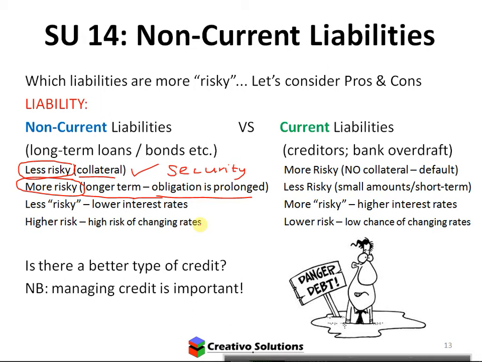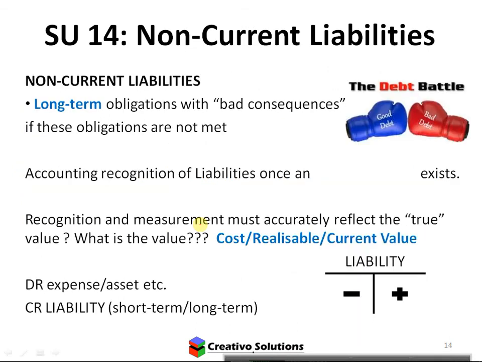Okay, but credit is good. Credit can be used to do a lot of good things as well, in terms of financing the purchase of a house, a car, etc. So long-term obligations is what we're looking at here. Do long-term obligations have bad consequences? Yes. And that's why longer-term liabilities are more important to manage.